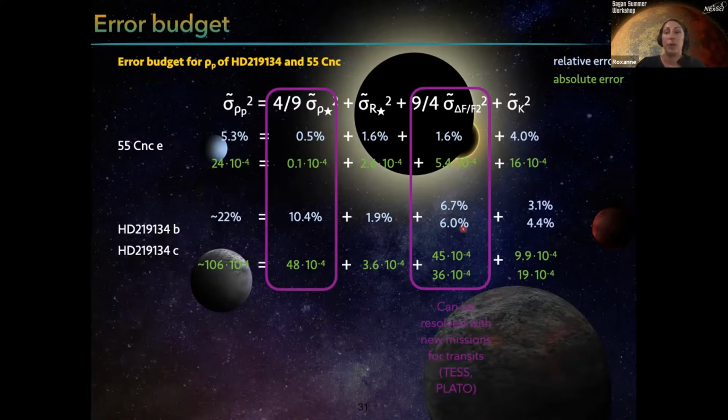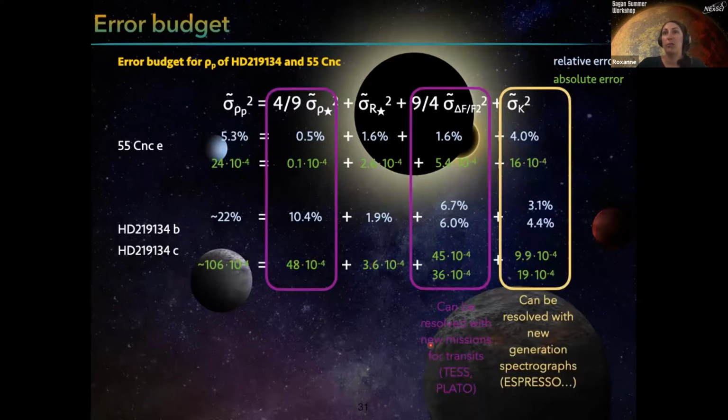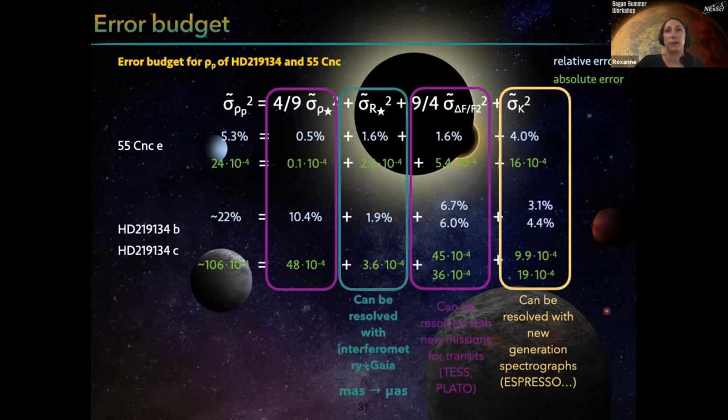Now we have new missions on sky or coming, like TESS, which is on sky, and PLATO, which will be coming in the coming years. This will partially resolve the problem of the uncertainties on these parameters. On the semi-amplitude, we have new instruments like ESPRESSO, which will also bring very, very precise measurements. And for the radius, we have interferometry with new instruments coming, like the SPICA-CHARA instrument, and Gaia, for which the parallax goes from the milliarcsecond to the microarcsecond, which leads to a very, very precise stellar radius.